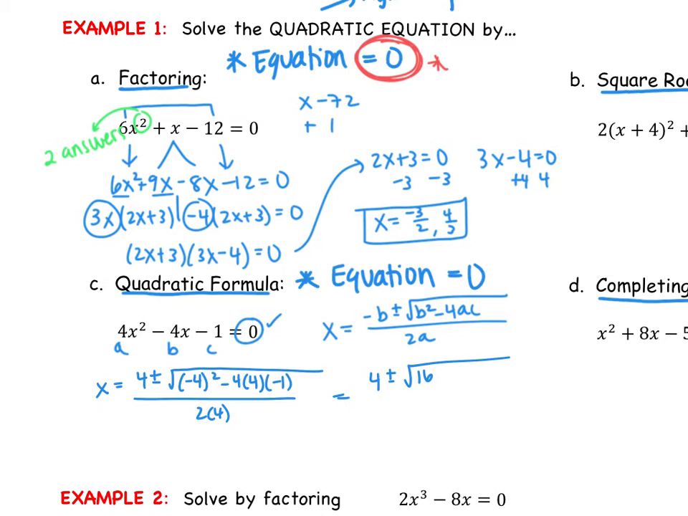Here's where we need to be careful. I don't like dealing with that negative 4. So what I normally do is think of this as adding a negative. So now I know that I'm adding. And I know that I have 4 times 4 times negative 1. 4 times 4 times negative 1 gives us negative 16.